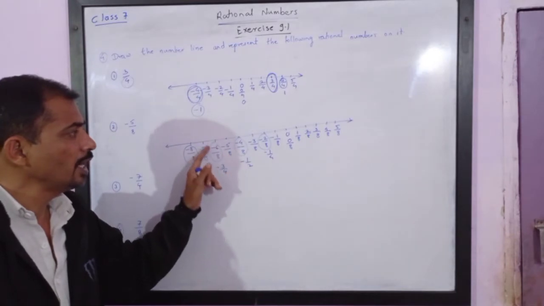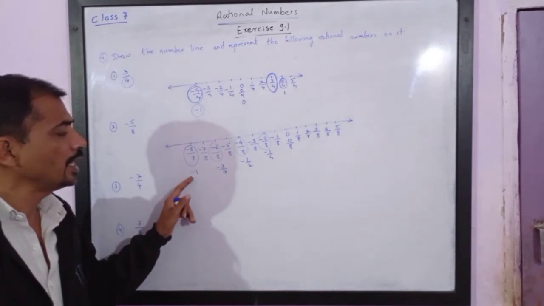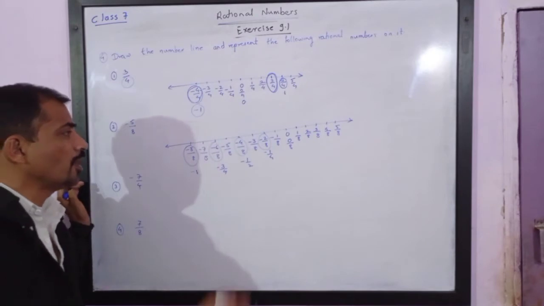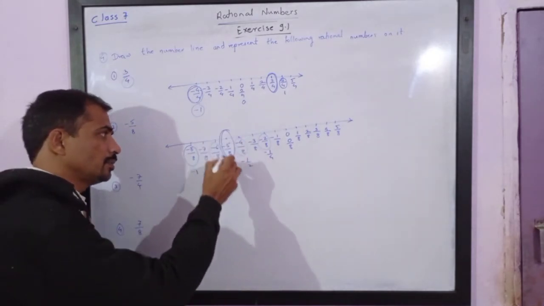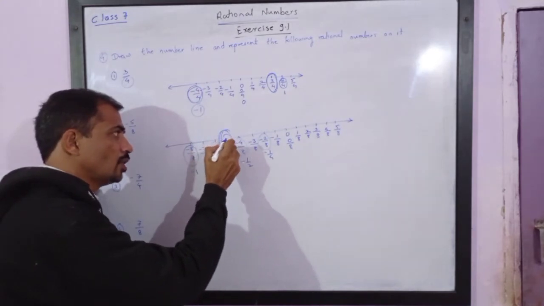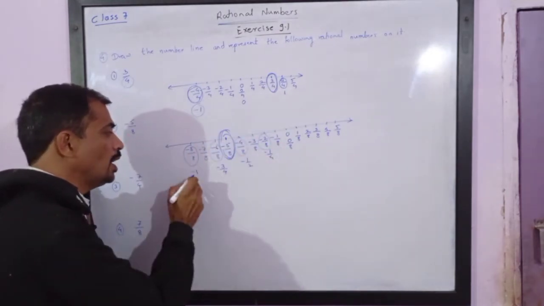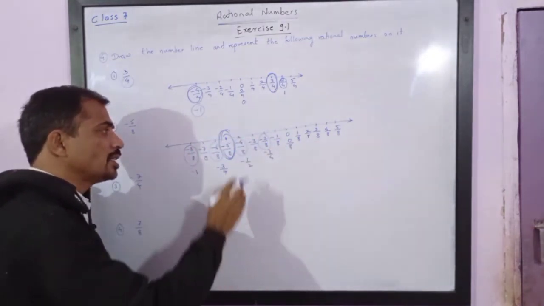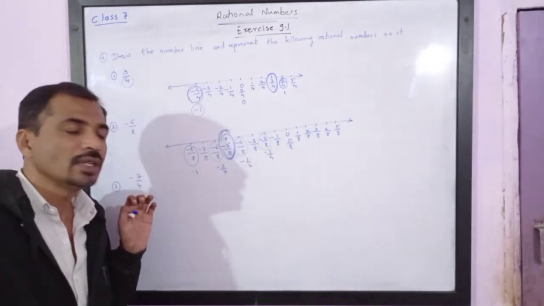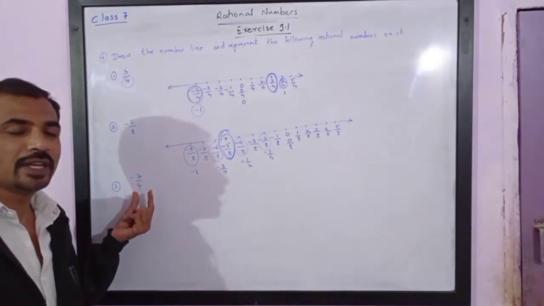Next will be negative 5 upon 8. Next will be negative 3 upon 4. Next will be negative 7 upon 8. Next will be negative 1 to the left side of the 0. We are asked to plot negative 5 upon 8. Please note, this negative 5 upon 8 is here. So this point is negative 5 upon 8. If you divide 0 to 1 in 8 equal parts, then it is equal to the fifth part to the left side of the 0. Next number we are asked to plot is negative 7 upon 4.